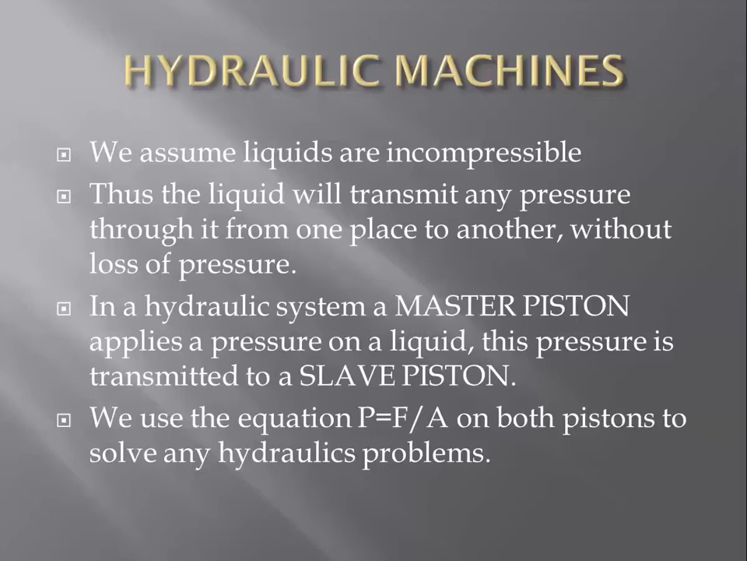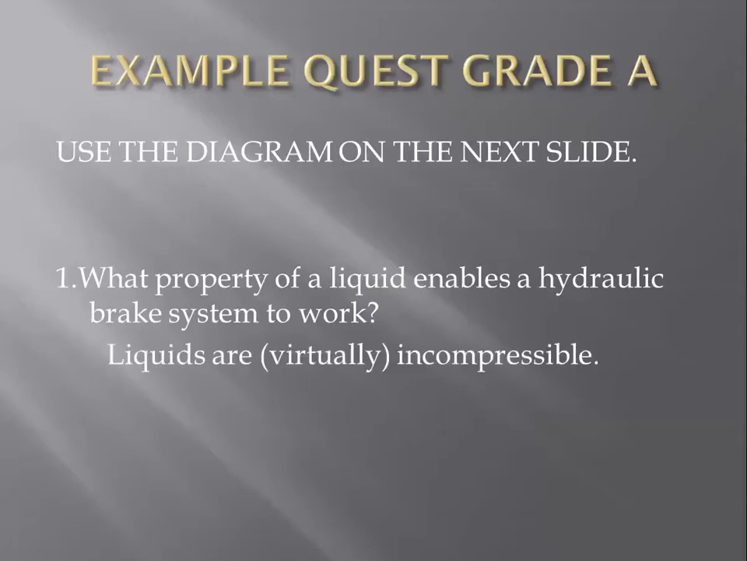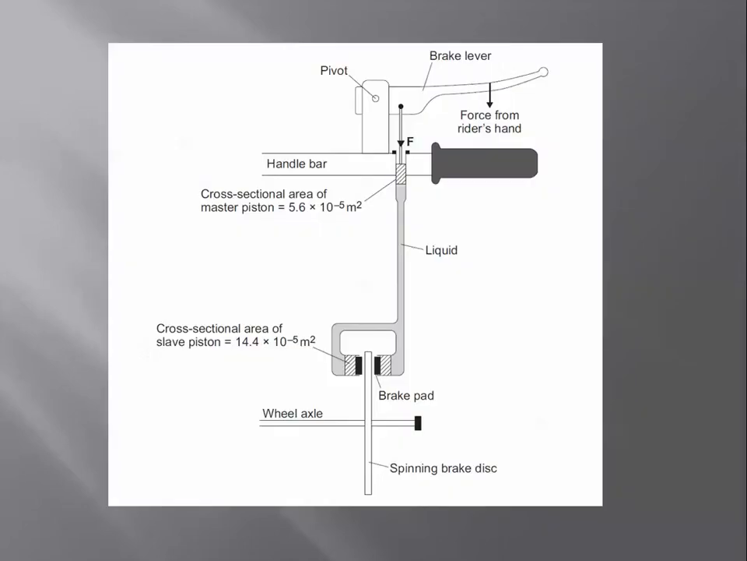We may have to rearrange it, which is what we'll just have a look at with the formula triangle. Right, so an example, this is sort of a grade A style question, and there's a diagram on the following page. The first part of the question: what property of a liquid enables a hydraulic brake system to work? So pause the video, see if you can answer this. Liquids are virtually incompressible. That's a very important point. Right, the rest of the question is based around this diagram, so make any notes that you think you might need, although you can always review the video to find out any information you want.